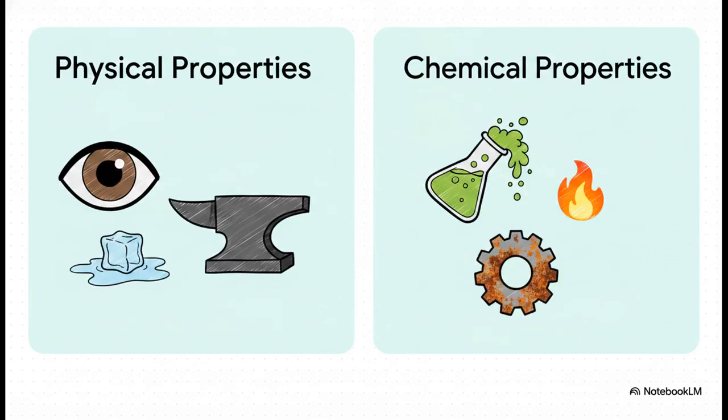Now, when we talk about the properties of these elements, we're really talking about two different things. Physical properties are the things we can observe without actually changing the substance itself, like its color, its density, its melting point, or how hard it is. Chemical properties, on the other hand, describe how an element actually reacts with something else. Think of processes like rusting, burning, or corrosion.